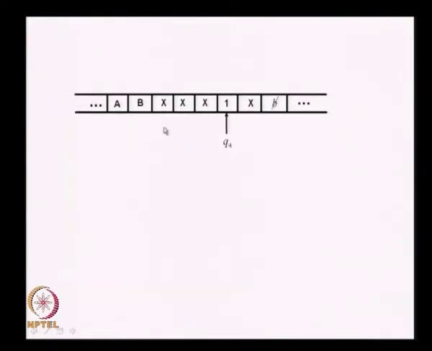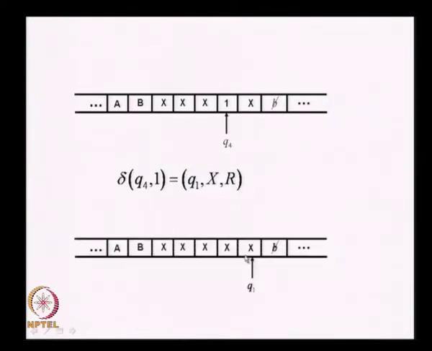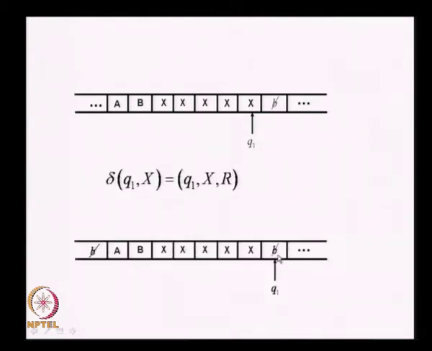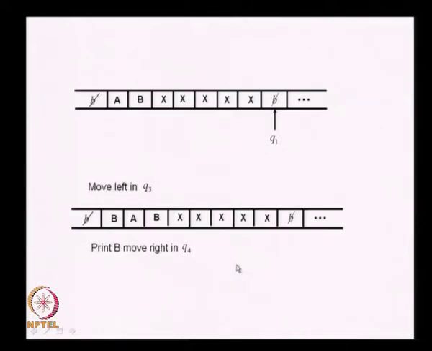In Q4 it just moves right and when it encounters the first one it changes that into an X by this move, delta of Q4 1 = Q1 X R and goes to the next cell. It reaches the blank in state Q1, again that means it has encountered an odd number of 1s and starts moving left in state Q3. It moves left in state Q3 until it reaches this blank, it prints a B and starts moving right in Q4.